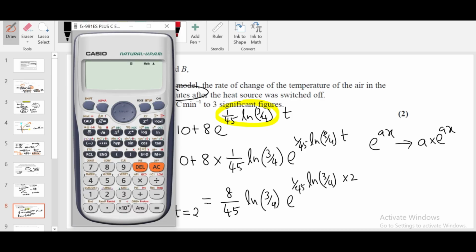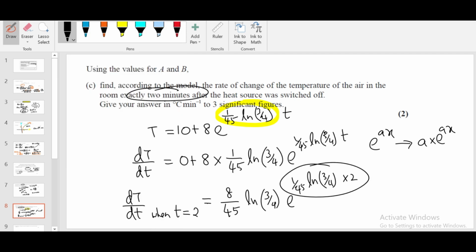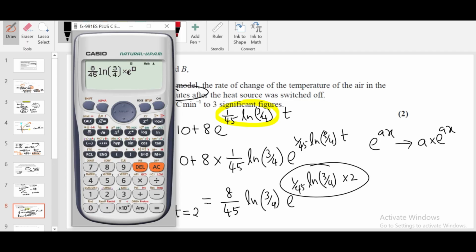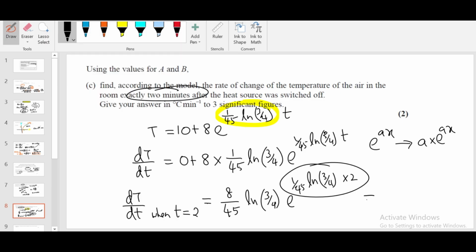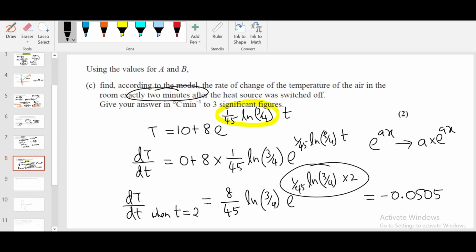So I'm going to use my calculator. 8 over 45 times ln 3 over 4 times e to the power minus bt. This is basically minus bt. So I have stored the value of b as b already. So minus b times, replace t by 2. You'll get this value. They want the value to three significant figures. So minus 0.0505 is the answer. That's all. So 2 more questions actually. Let's move on to the next part now.